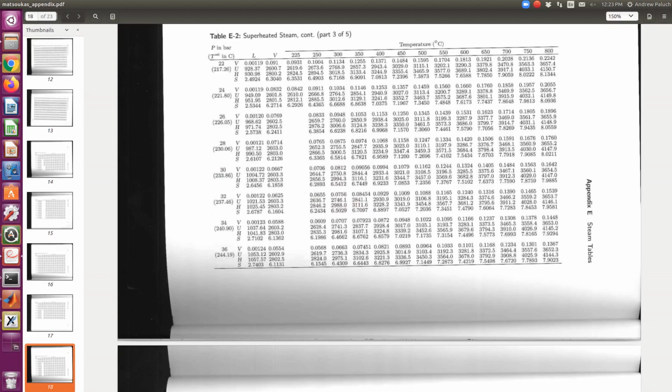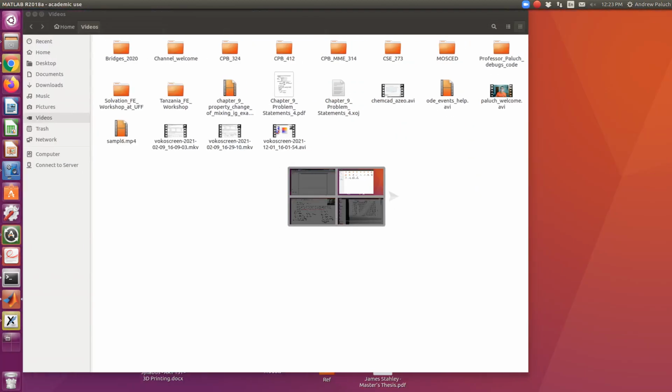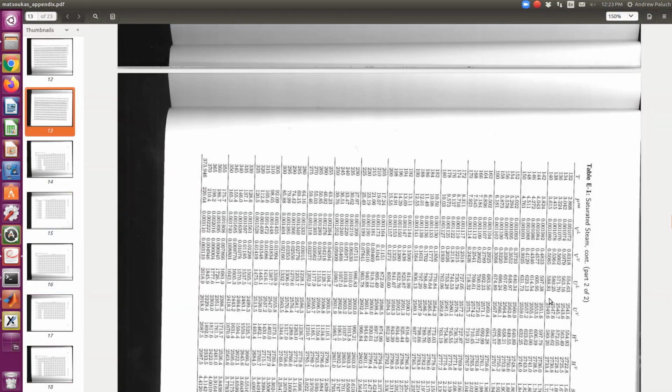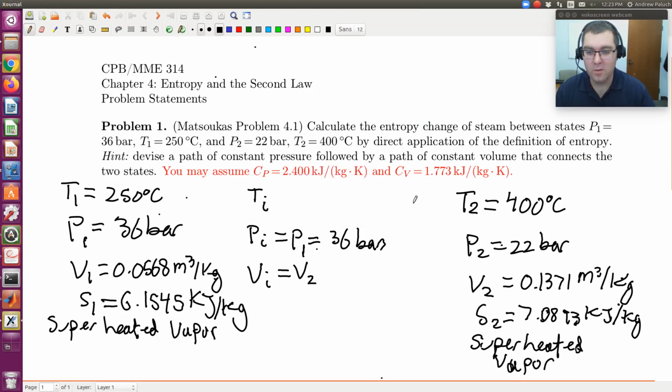7.0813. Okay, and that's kilojoules per kilogram, and actually should be kilojoules per kilogram Kelvin, because S has the same units as R. It says kilojoules per kilogram Kelvin.